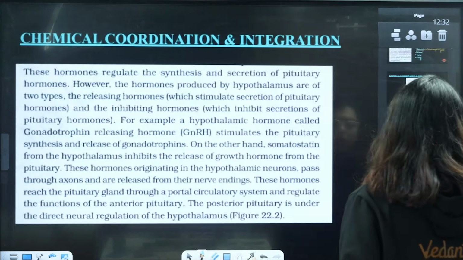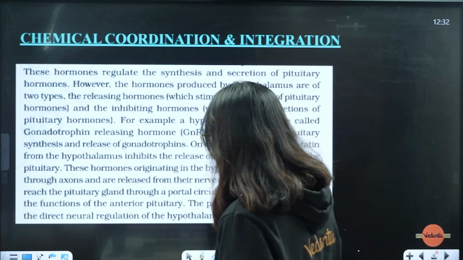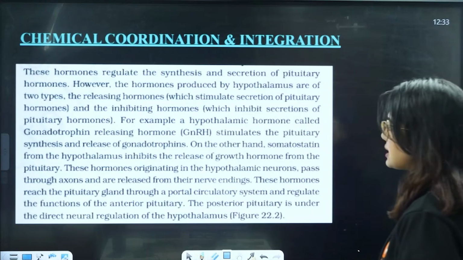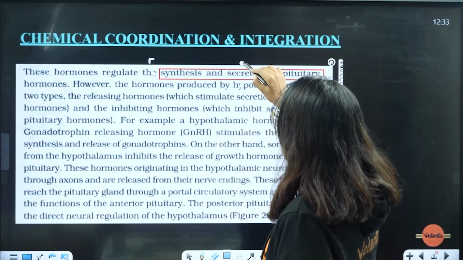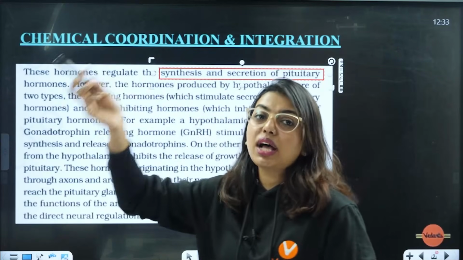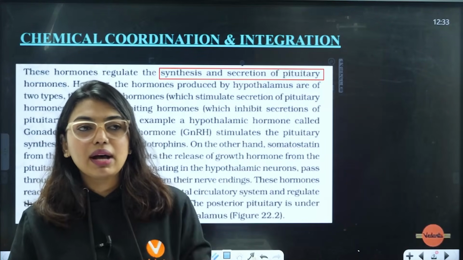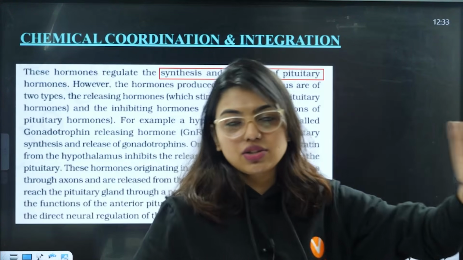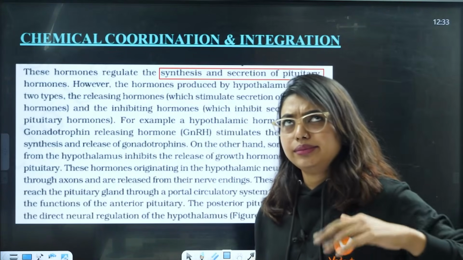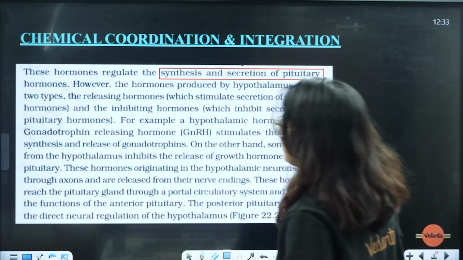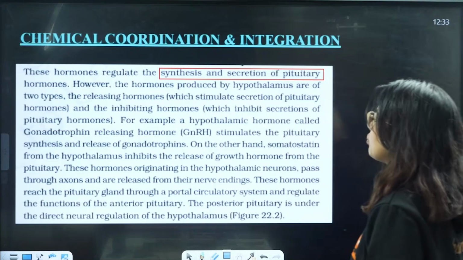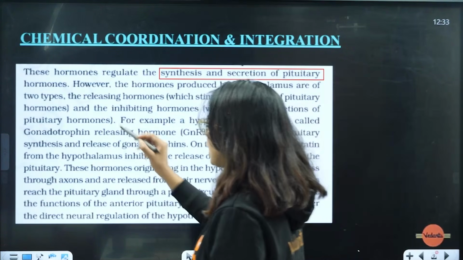Okay, now look here. These hormones regulate the synthesis and secretion of the pituitary gland. That is why I'm calling it master of master gland, because it is even able to control the master gland. So imagine I am a master, but I'm controlling another master. So I become grandmaster, not grandmother, grandmaster, okay? However, the hormones produced by the hypothalamus are of two types.